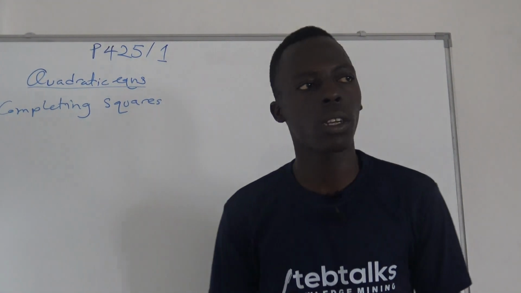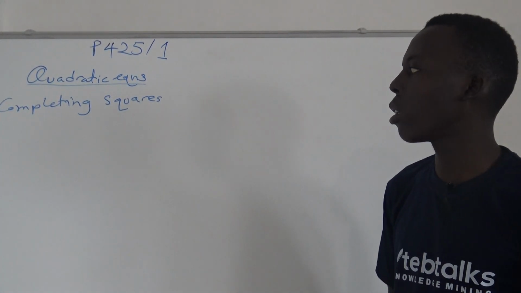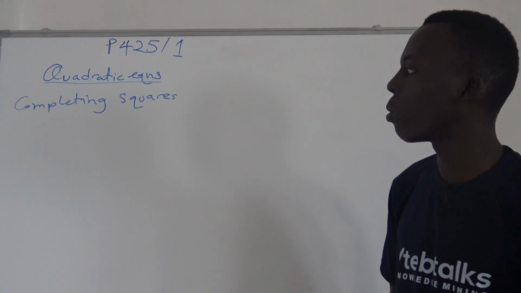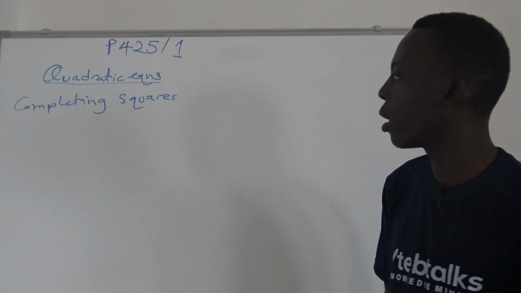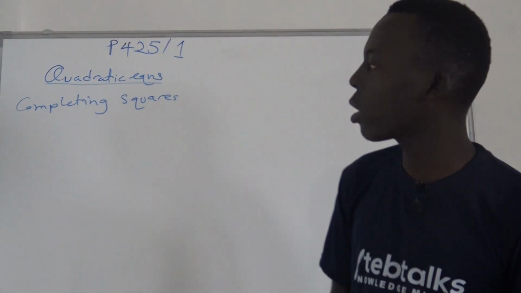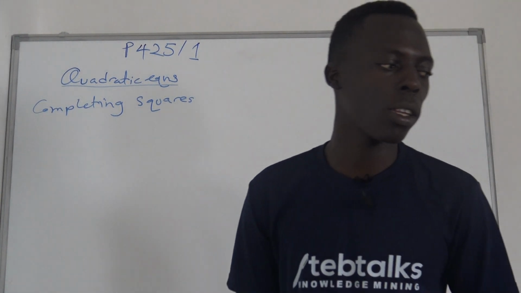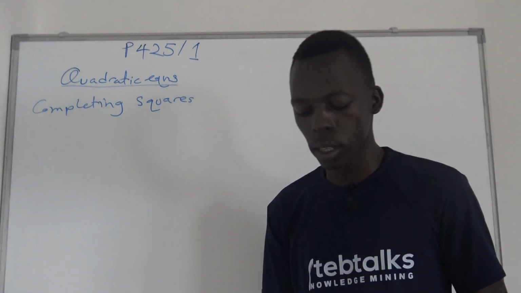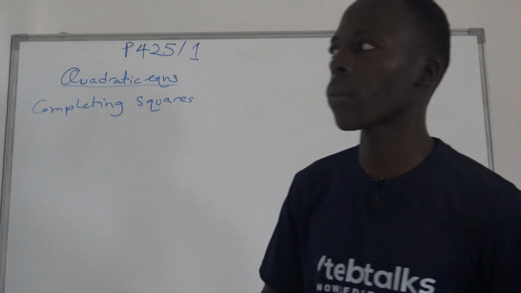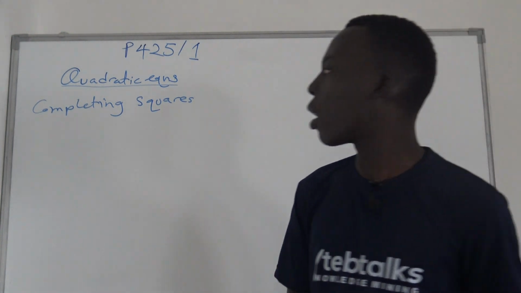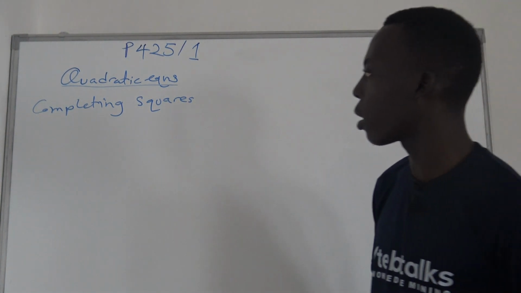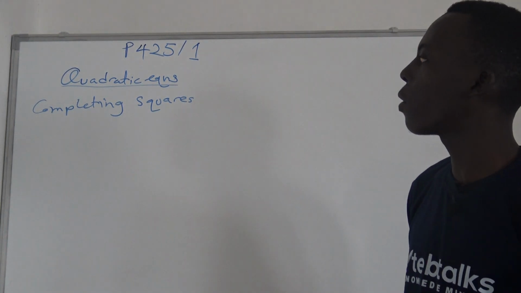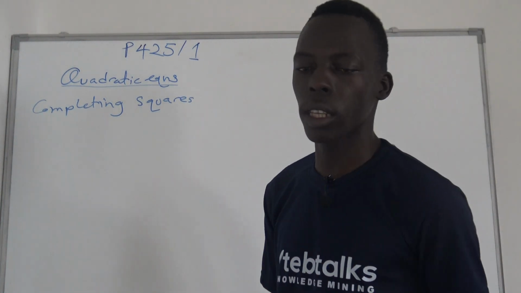When you want to get the x values for quadratic equations, you can also use completing the square as another method. So that's what we are going to consider right now. For a start, what we must first know is that the result we get is called a bulldozer. They call it a bulldozer because you just feed in the numbers, the a, b, and c, then you get the answers.